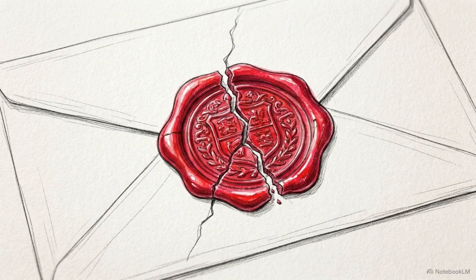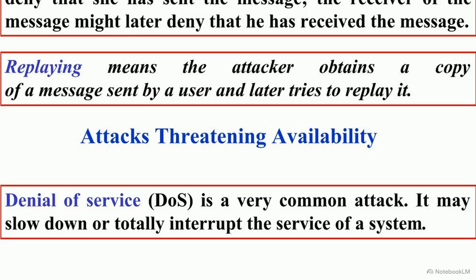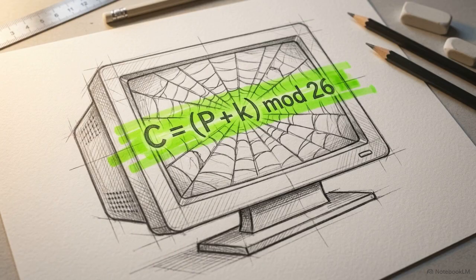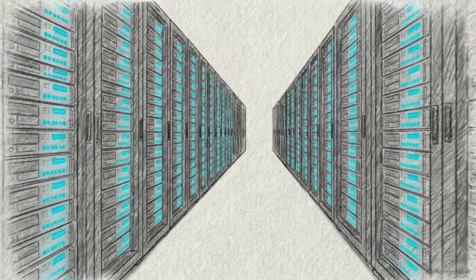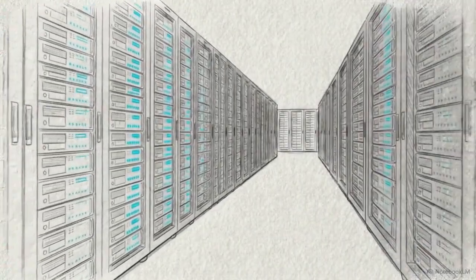when it arrives. We complete our matrix with the final mandatory goal of the triad, availability. This text defines the most common threat to this goal, a denial of service or DOS attack, which is designed to slow down or totally interrupt your system. If you hit a Caesar cipher with a DOS attack, the encryption math still technically works perfectly, but the server crashes and the service goes offline.